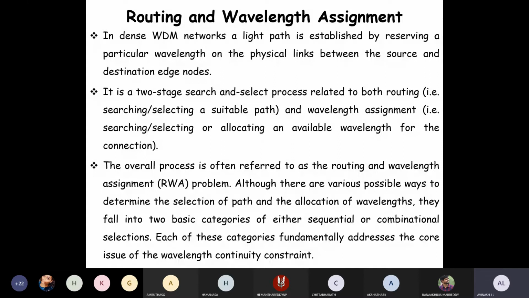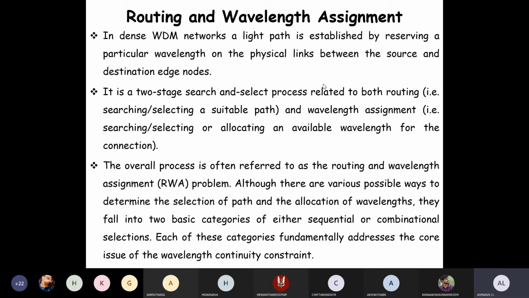In this routing and wavelength assignment, you can see that in dense WDM networks, a light path is established by reserving a particular wavelength on the physical links between the source and destination edge nodes. In that case, I can understand that it is a two-stage search and select process related to both routing and wavelength assignment.